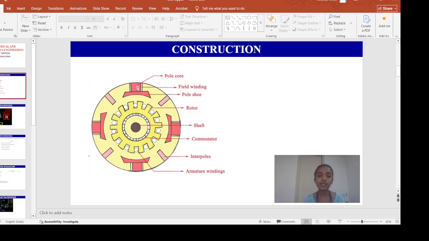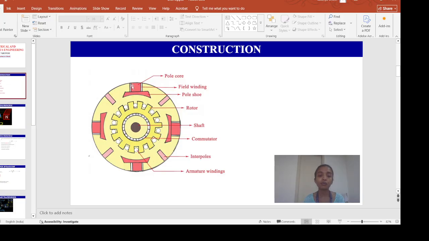Then as we move inside, we have the stator part. DC motor also consists of two parts. One is the stator, which is the stationary part or the fixed part of the DC motor, and another part is the rotor, which is the rotating or the moving part of the DC motor. Now the stator part of the DC motor mainly provides the magnetic field.